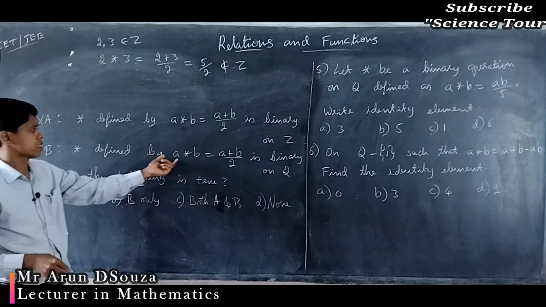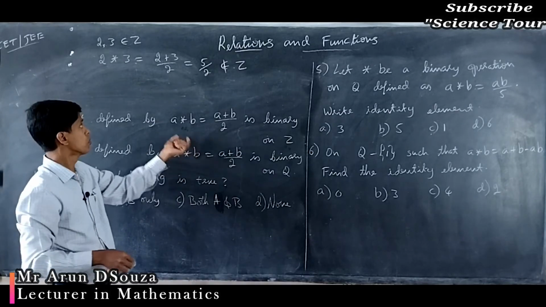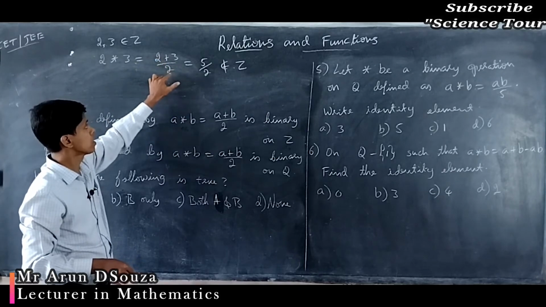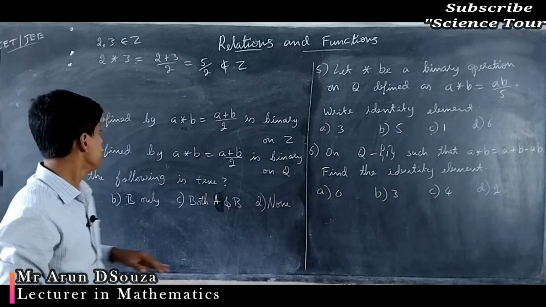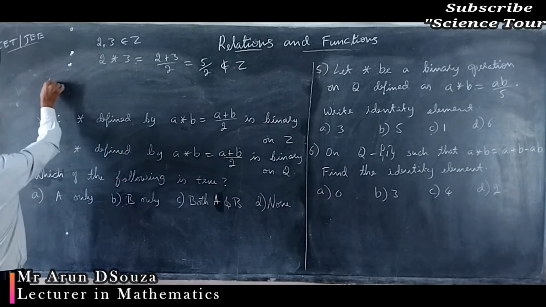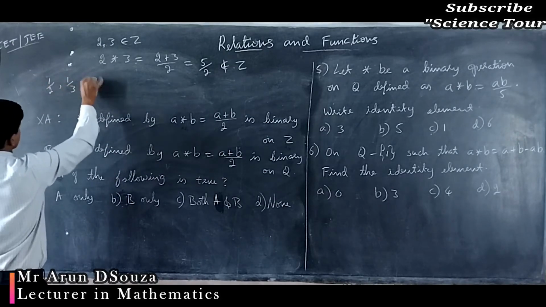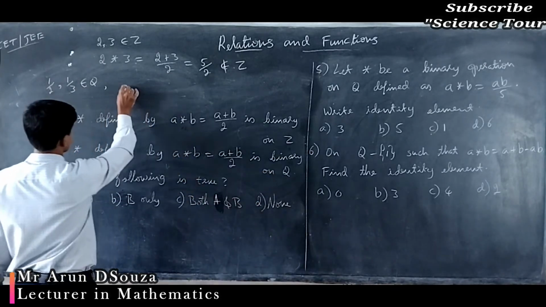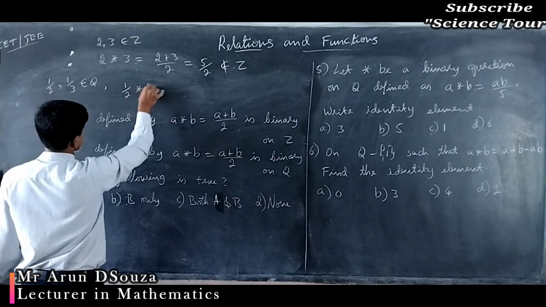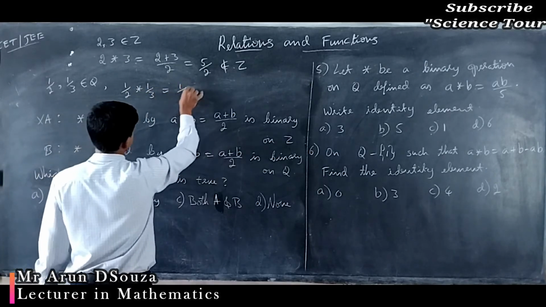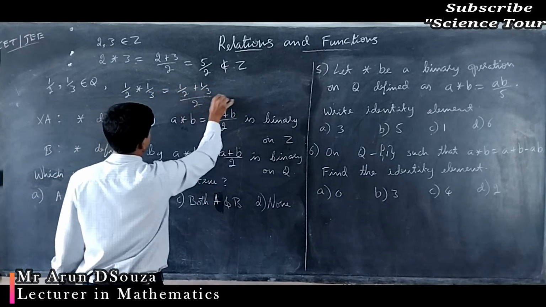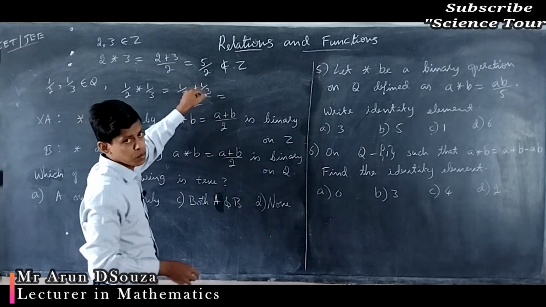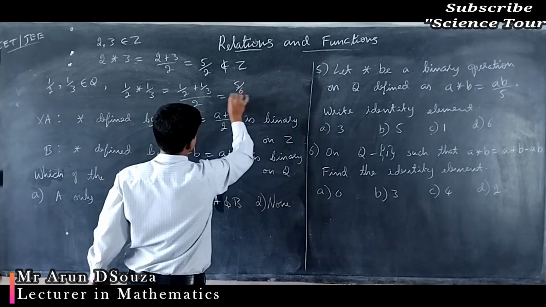What about the next? You have to take two rational numbers. You take 1 by 2 and 1 by 3. Okay, and (1 by 2 plus 1 by 3) divided by 2, let's analyze. I'll take 1 by 2 comma 1 by 3 on Q, talking about the second statement. And then what is half star 1 by 3? That is (half plus 1 by 3) divided by 2. So take the LCM 6, that will be (3 plus 2) by 6, 5 by 6 and divided by 2.